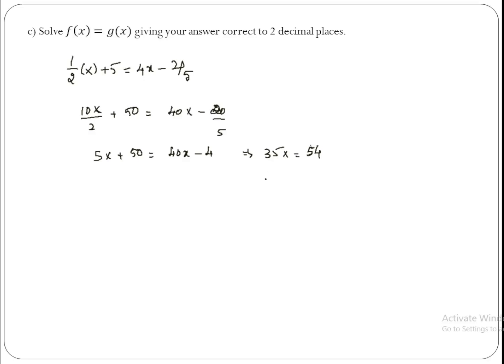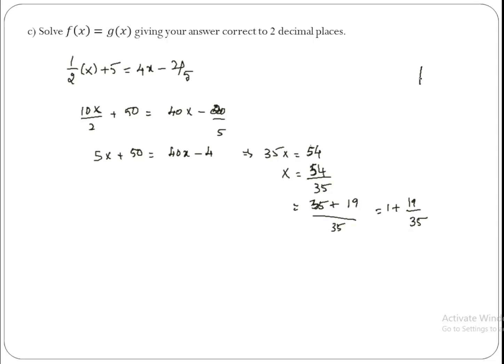Now we have to make 54 divided by 35. We need to write it in decimal places. So what can we do? We can do like 35 plus 54. Okay, shall we write 54 as 35 plus what number? Yes, 9. 19 by 35. Then 1 plus 19 by 35.